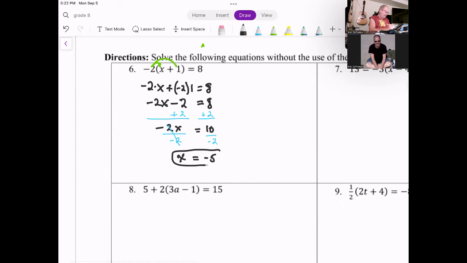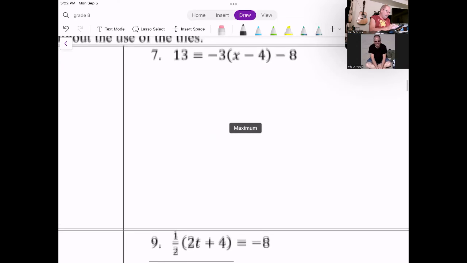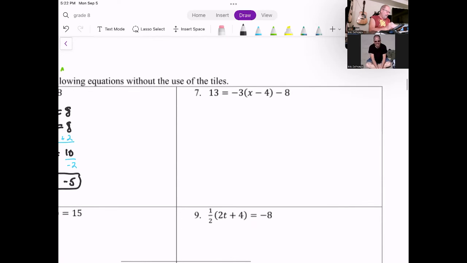And then I'm finished. And you can pause the video if you need to look at that further. I'm going to go right on to the next one. Now we have the distributive property of multiplication over subtraction, because there's a subtraction sign in here in the parentheses.